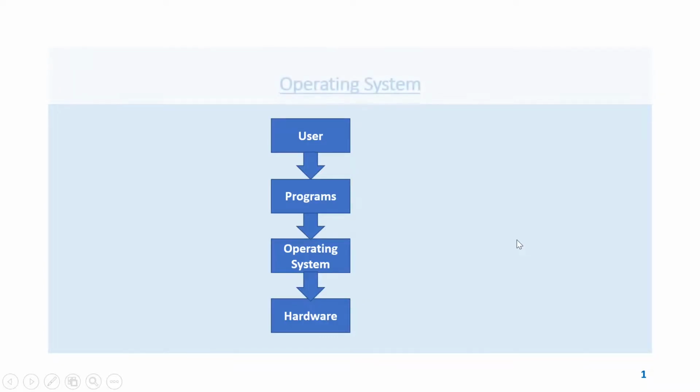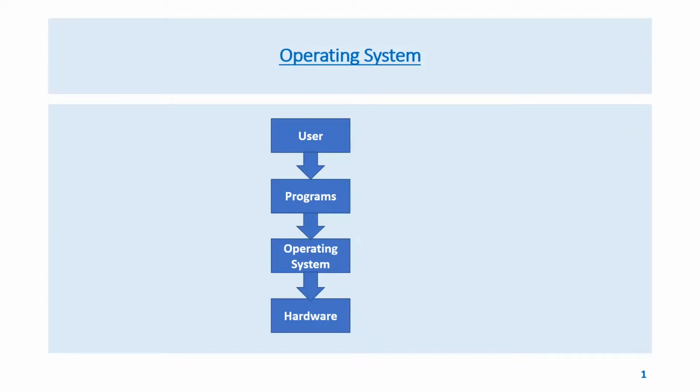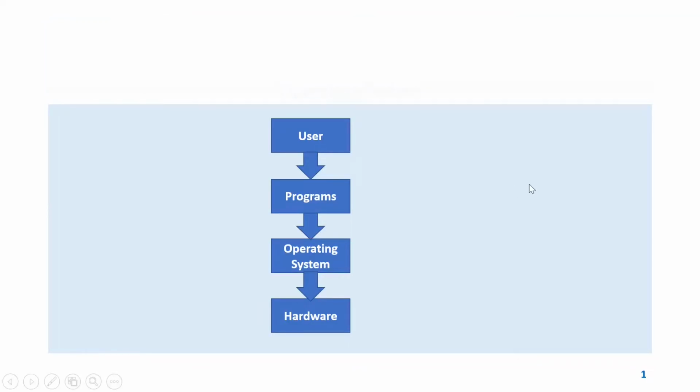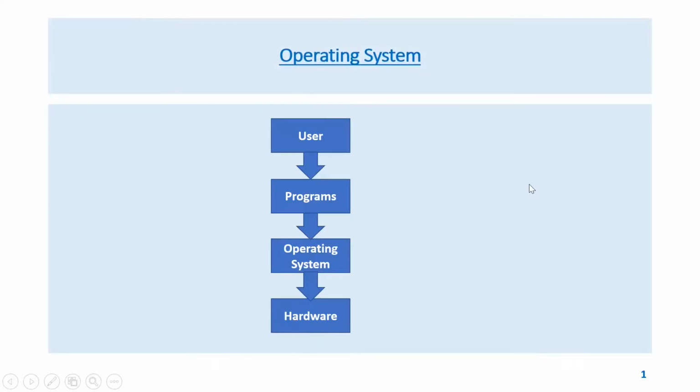In this video, we'll look into operating system. The user doesn't directly interact with the hardware. The user interacts with the operating system through the programs. The programs may be application programs or system programs, and the operating system interacts with the hardware. So the user doesn't directly interact with the hardware, but the user interacts with the operating system and the operating system interacts with the hardware.